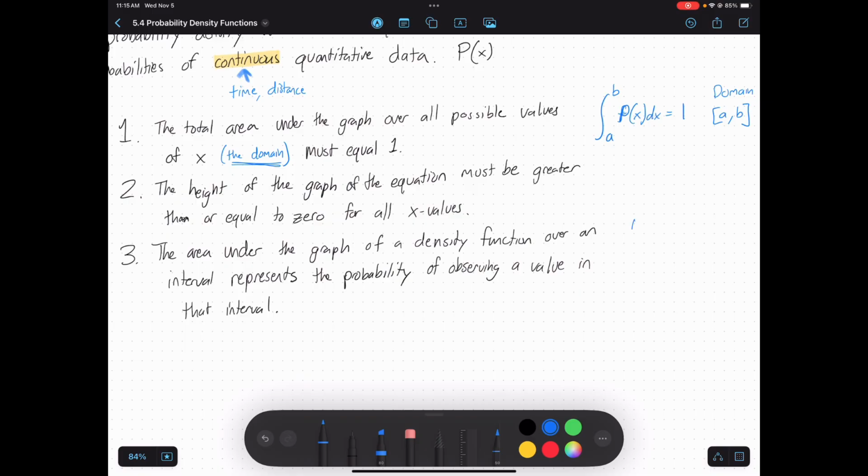Property 3 just tells us that if you take a definite integral for a specific interval, x1 to x2, this gives you a probability of how likely it is to get a value within this interval, x1 to x2. We actually have a notation for this. We say P of x between x1 and x2. So this is how probability density functions relate to calculus. If I can calculate the integral of the probability density function, then I can find these probabilities.